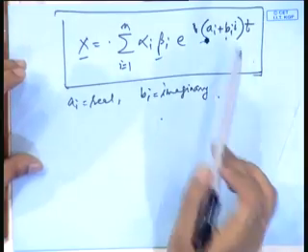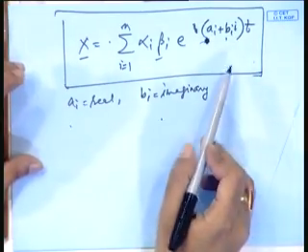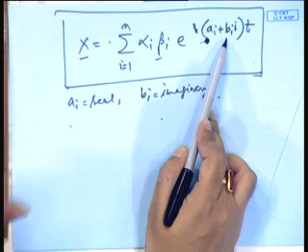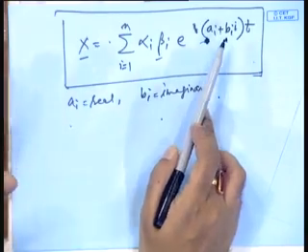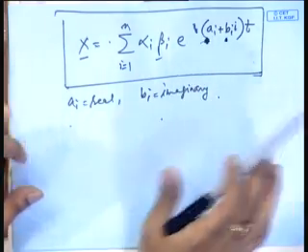Now, let us look at the imaginary part b_i. What do you think are the effects of the imaginary part? If the imaginary part is 0, it means that there are no oscillations in the system. If the imaginary part is non-zero, that is positive or negative, then there could be oscillations in the system. So, when you are looking at the total system, you have to couple the effects of the real part and the imaginary part.